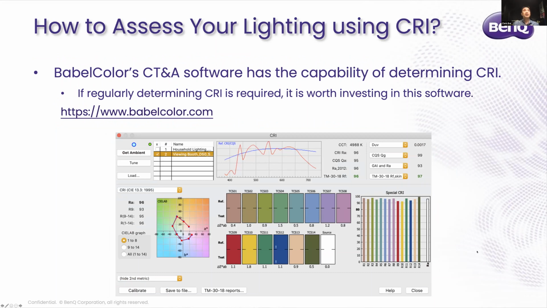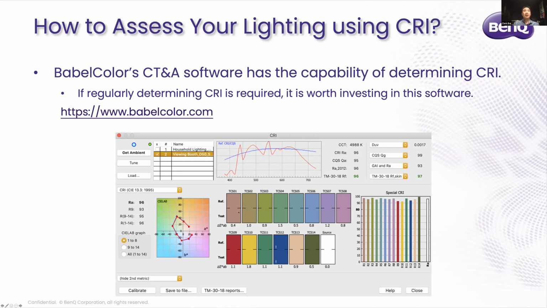Another way is to use BabelColor's CT&A software, because this is a built-in function in the CT&A software. You can use that capability to determine CRI, but you need to purchase BabelColor software. If your job requires you to constantly determine CRI, I think this is a good investment, because this software is really good at color measurement, and CRI determination is only a part of it. There's a lot going on in this software. So if you are really interested in color measurement, I think BabelColor CT&A is a really good investment.